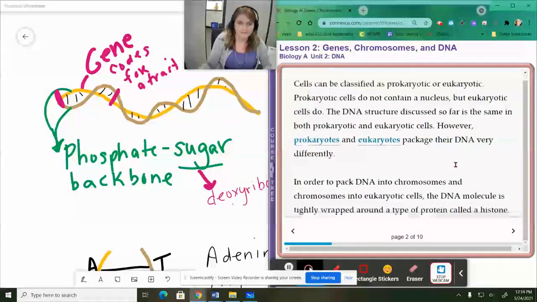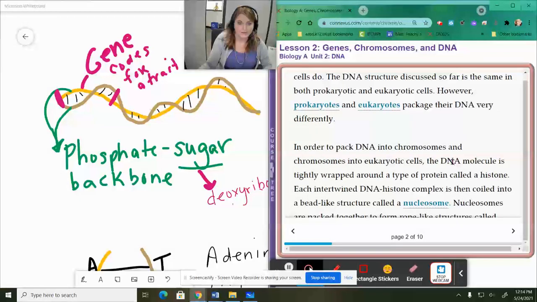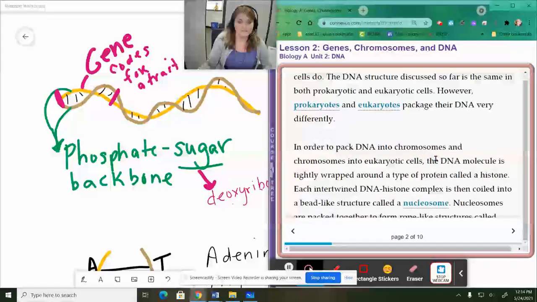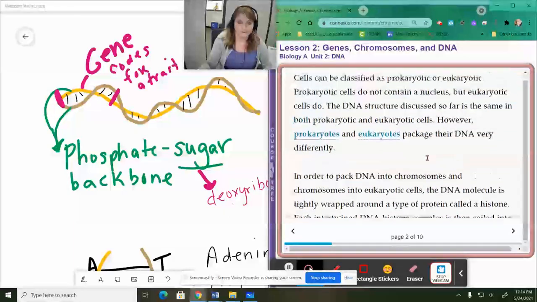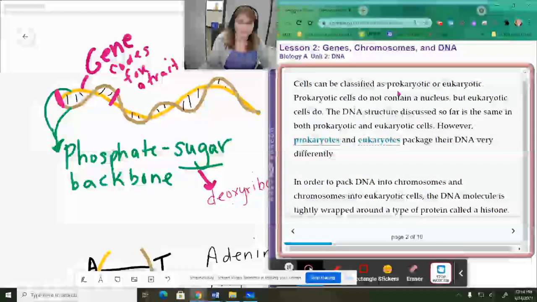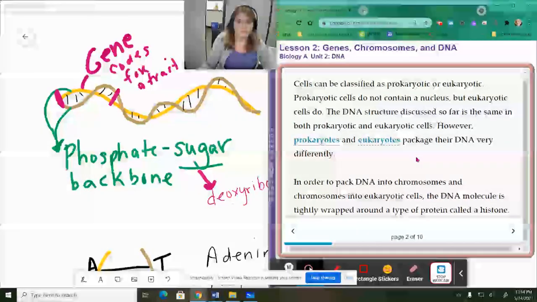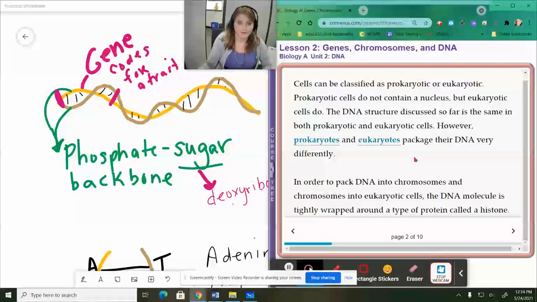Now that's what it is in a eukaryotic cell. Eukaryotic cells, again, are like us. You and me and animals and fungi and plants and any multicellular organism, along with some single-celled organisms such as protists. Okay, let's keep reading. Cells can be classified as prokaryotic or eukaryotic. Prokaryotic cells do not contain a nucleus, but eukaryotic cells do. The DNA structure discussed so far has been the same in both prokaryotic and eukaryotic cells.